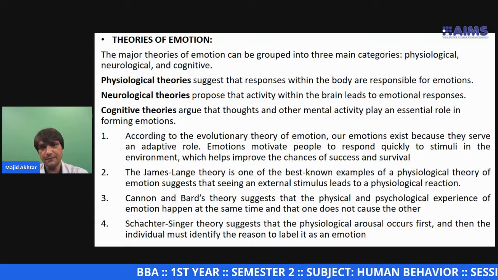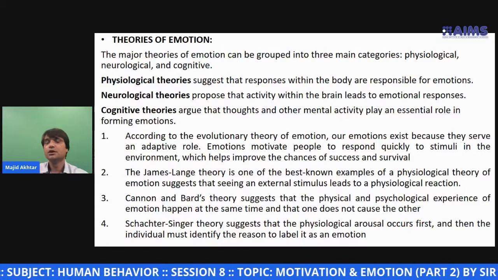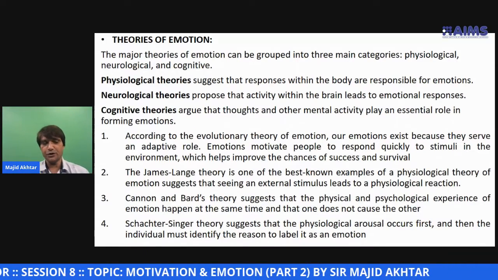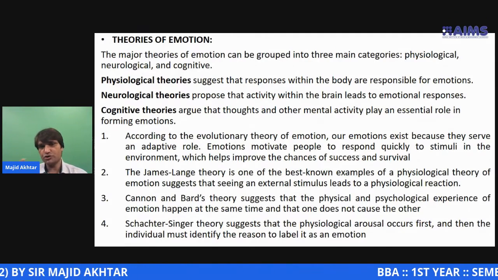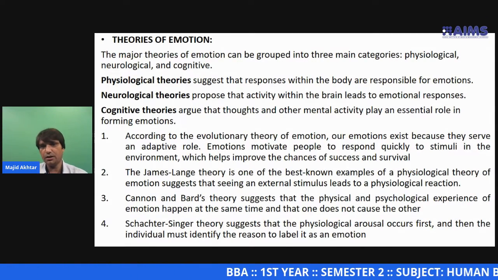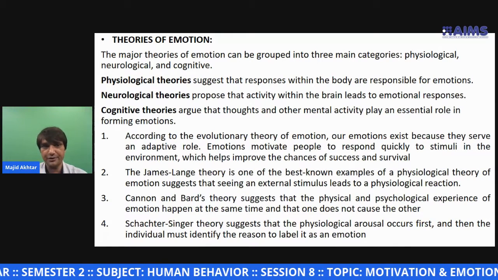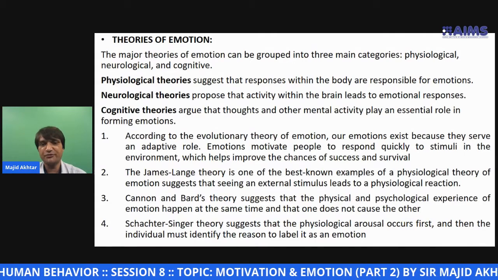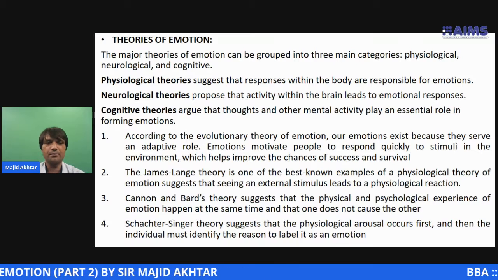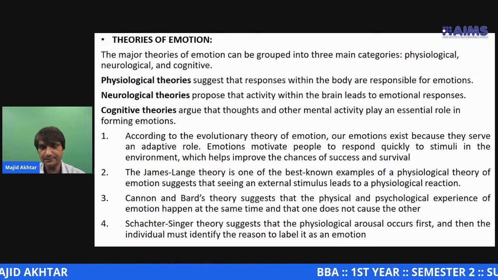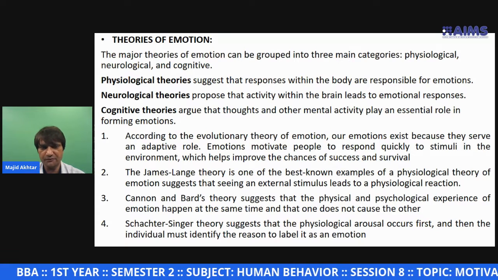The physiological theories said that all the emotions are attributed to the physical state of the body. Because of that, the emotions get triggered. The neurological theories propose that activity within the brain leads to emotional responses. Whatever is taking place within the brain is the reason why a person would behave the way the person would behave.